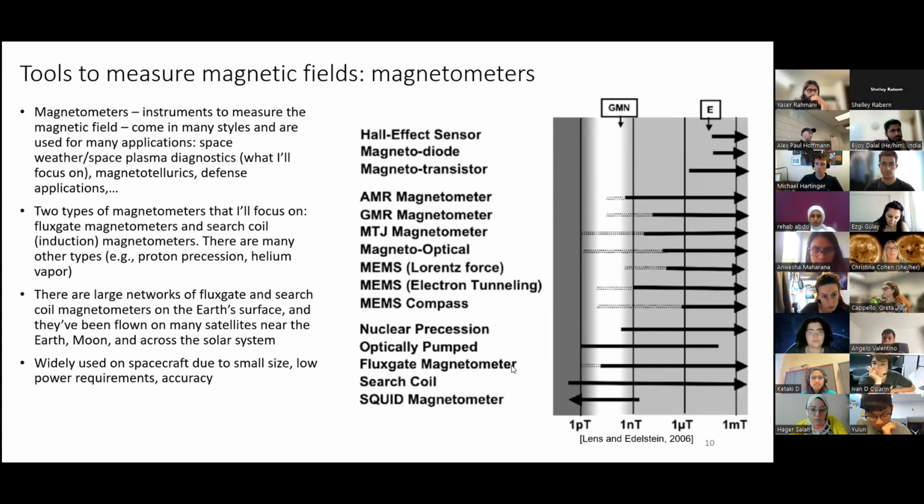But it turns out that there's really only two. More and more there's going to be three, but there's really only two that are widely used in space plasmas, and that's the fluxgate magnetometer and the search coil magnetometer, which is also unfortunately called the induction magnetometer.